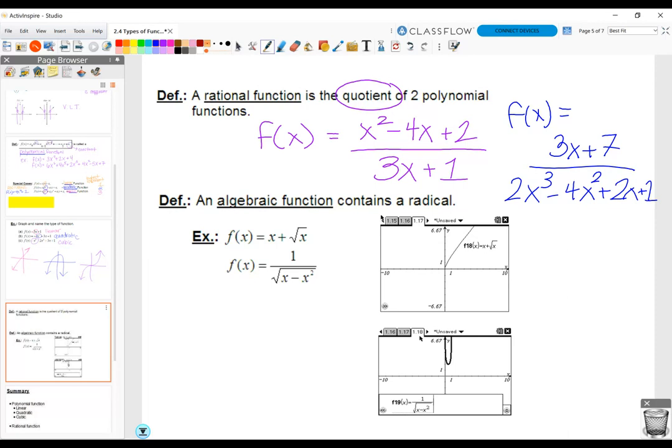And last is an algebraic function. An algebraic function is anything that contains a radical, or anything that contains a square root. The square root can be in the numerator, just like we see in this first example. It can also be in the denominator, like we see here as well. These are going to look a little different depending on what the function is. This first graph is x plus the square root of x, and this second graph is 1 divided by the square root of x minus x squared. We're going to go into more detail with all of these as the year goes on, but it's important that you understand which functions are classified as which.